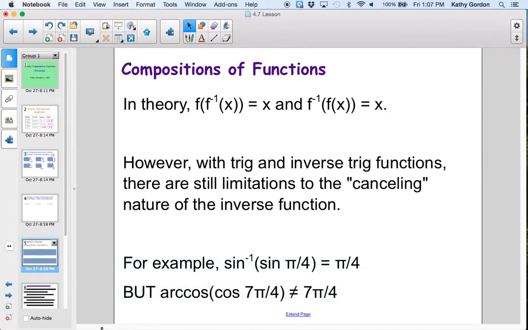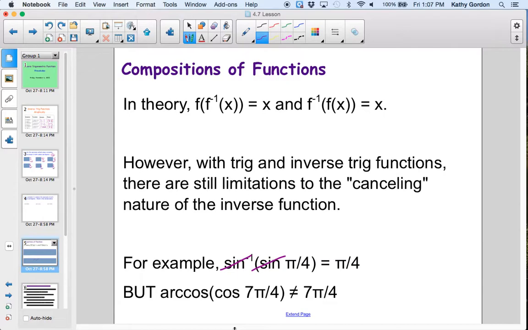So there's a couple of quick examples here. If I had inverse sine of the sine of pi over 4, then this one would work. I can just cancel out the inverse sine and the sine, and the answer I'm left with is pi over 4.